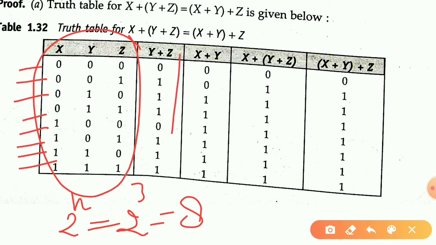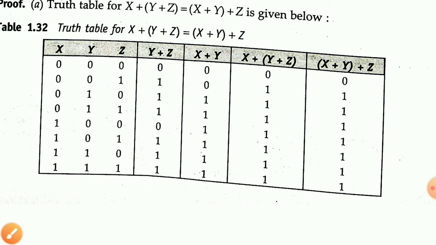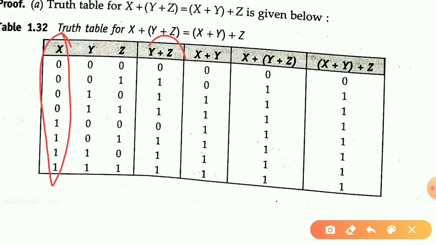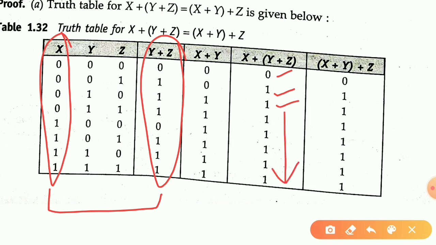So here we had to find y plus z, and here we had to find x plus y. We are finding here x plus y plus z. That means you will pick up this first column and y plus z. So you will add, using the OR operator, in these two. You can see 0 plus 0 will give you 0. 0 plus 1, 1. 0 plus 1, 1. In the same way, all the results will come.